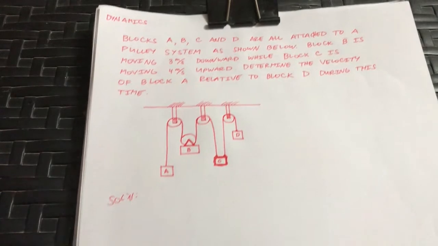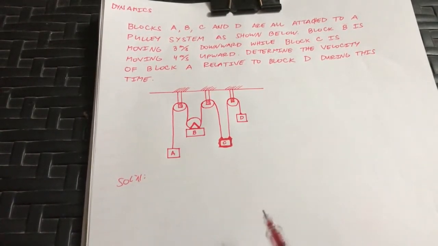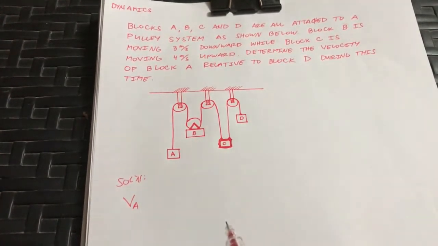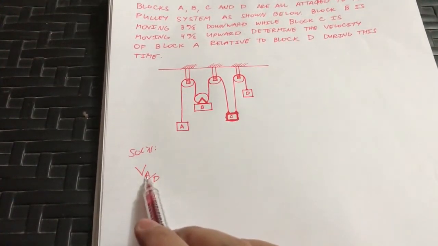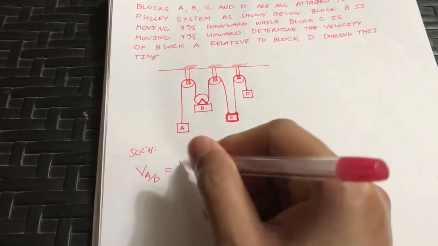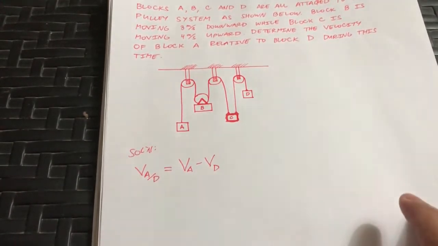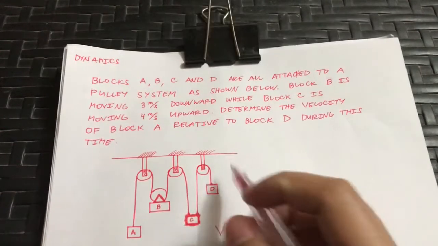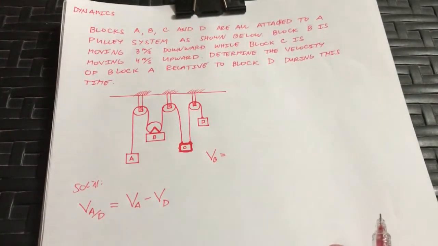So let's start first by determining what is asked in the problem. We have to determine the velocity of block A relative to block D. To solve this, we need the velocity of block A minus the velocity of block D. Now, what are we given? We are given the velocity of block B. The velocity of block B is going downward.